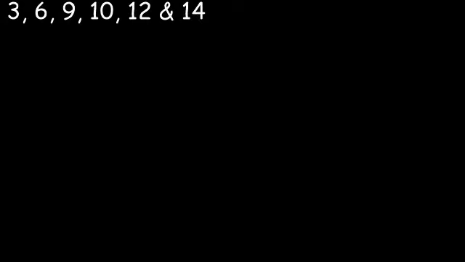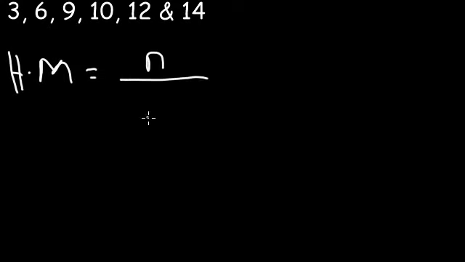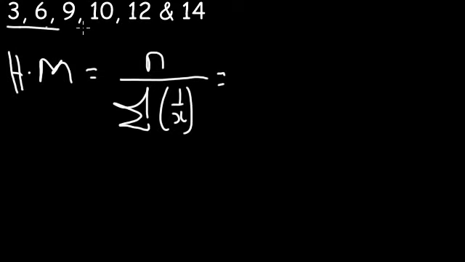Example number 1. Consider this ungrouped distribution. How can we find the harmonic mean? Well, first and foremost, I recommend you always write the formula as it will definitely carry mark. So the harmonic mean is n divided by the summation of 1 over x. How many quantities are there? 2, 4, 6. So we have 6 quantities. So n is equal to 6.